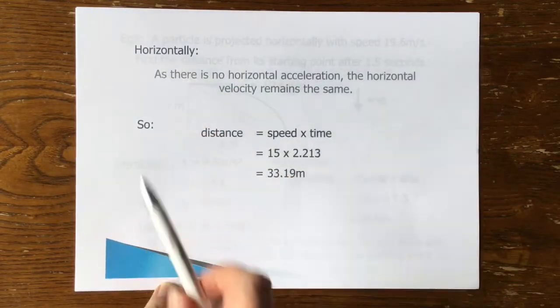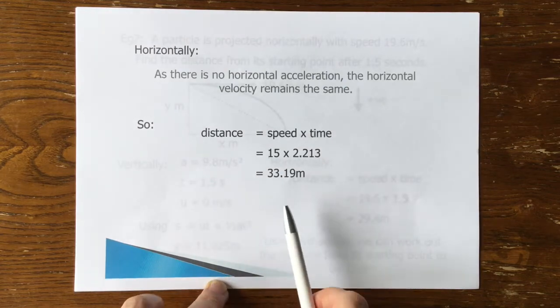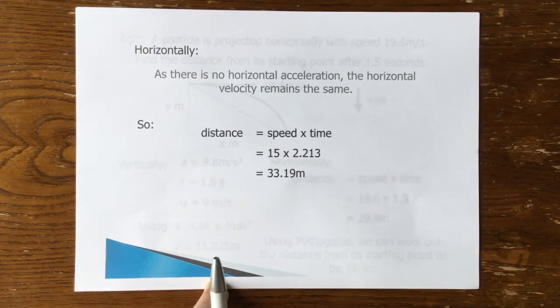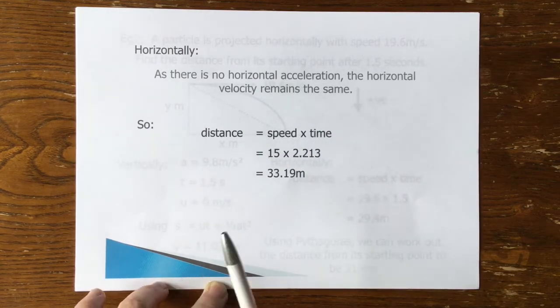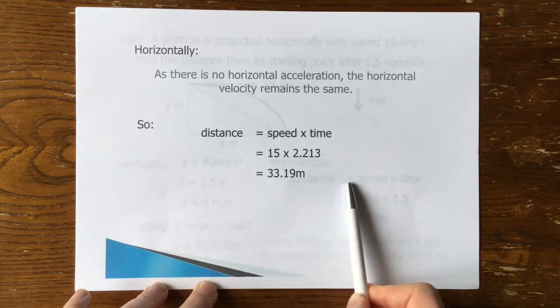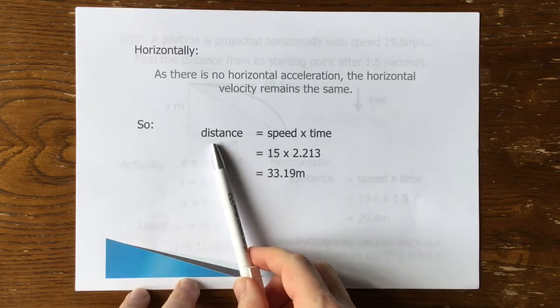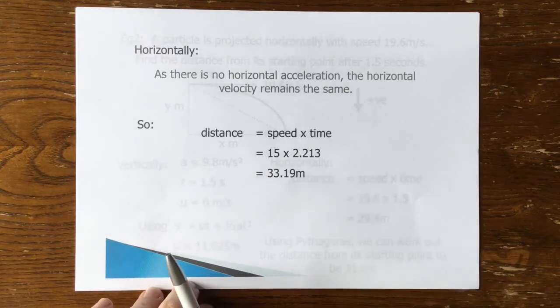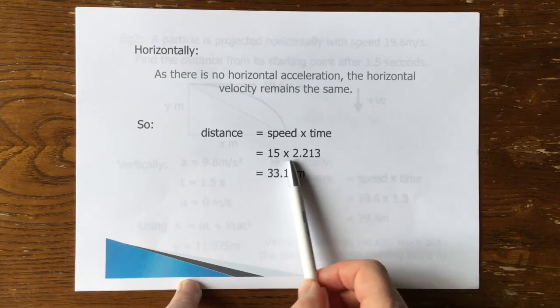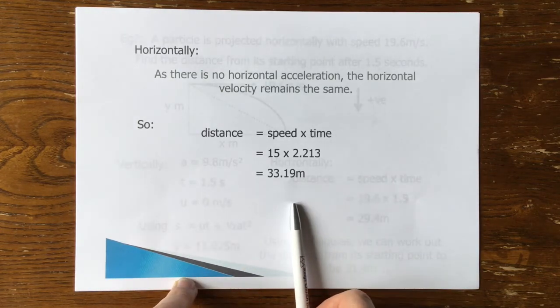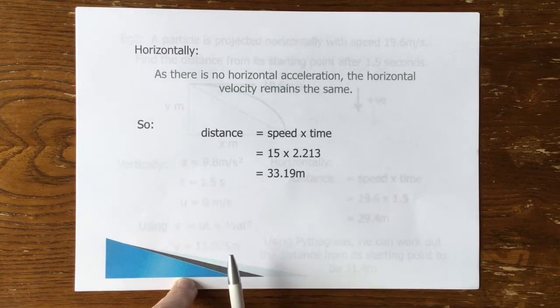And horizontally, now we've looked vertically, as there's no horizontal acceleration, it is just projected at 15 meters per second. There's no deceleration horizontally, there's no acceleration, it just goes at 15 meters per second horizontally. And so, again, you could use your s equals ut plus half at squared, but even easier just to see the distance horizontally is the speed times the time. The speed was 15, and we've just worked out that the time was 2.213 seconds. And so overall the distance was 33.19 meters, or in an exam question we'd round that finally to 33.2 meters.